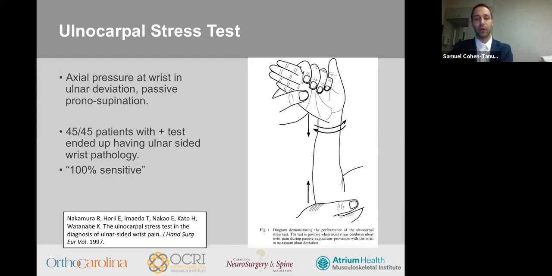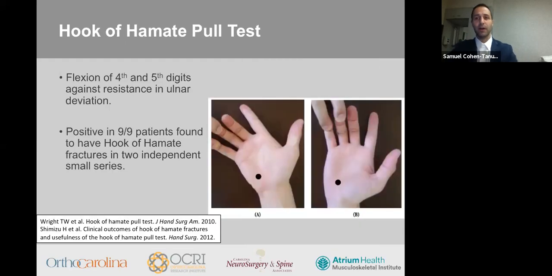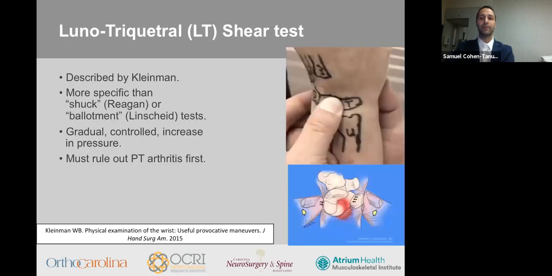by MRI or arthroscopy. The hook of the hamate pull test was described for hook of hamate fractures. It consists of flexion of the fourth and fifth fingers against resistance with the hand in ulnar deviation. So you resist that, and then if you bring the hand back into radial deviation, that should alleviate the pain that the patient feels. And in very, very small series of 4 and 5 patients respectively, for a total of 9 patients, every patient with a positive test ended up having a hook of hamate fracture, obviously with the appropriate history for it.